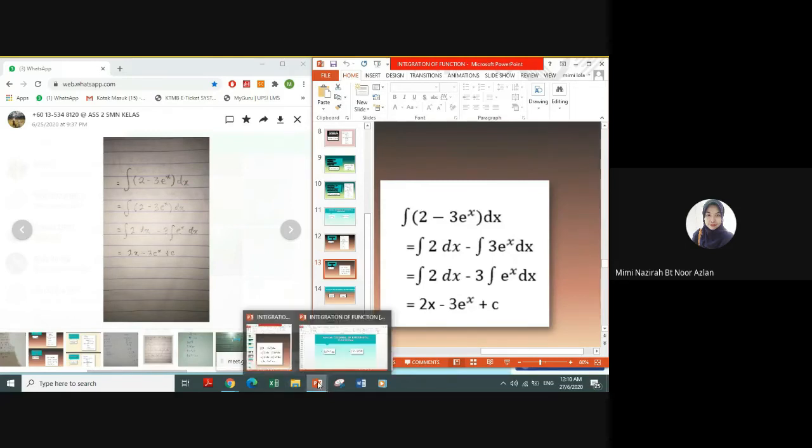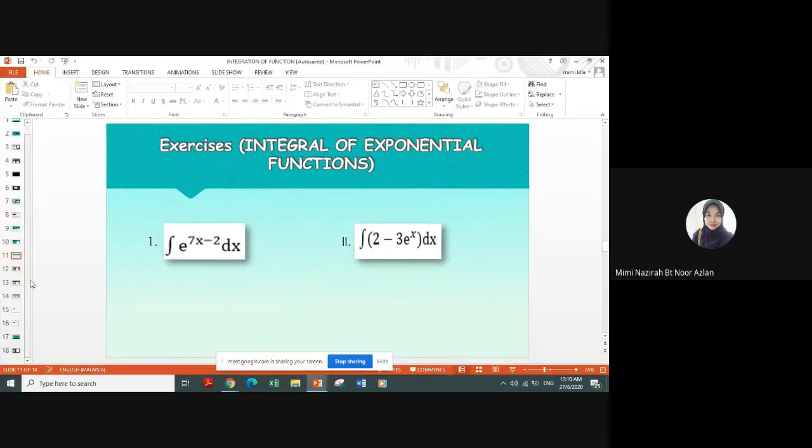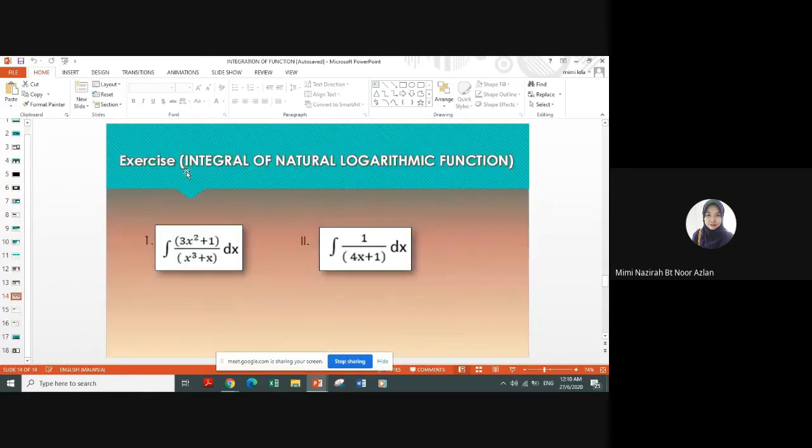Thank you for answering this question. We will proceed to the next question. The next question is about the integral of natural logarithmic function. Here are the two questions. You are given 4 minutes to answer both questions and please upload the answer in our WhatsApp group. Okay, your 4 minutes start now.